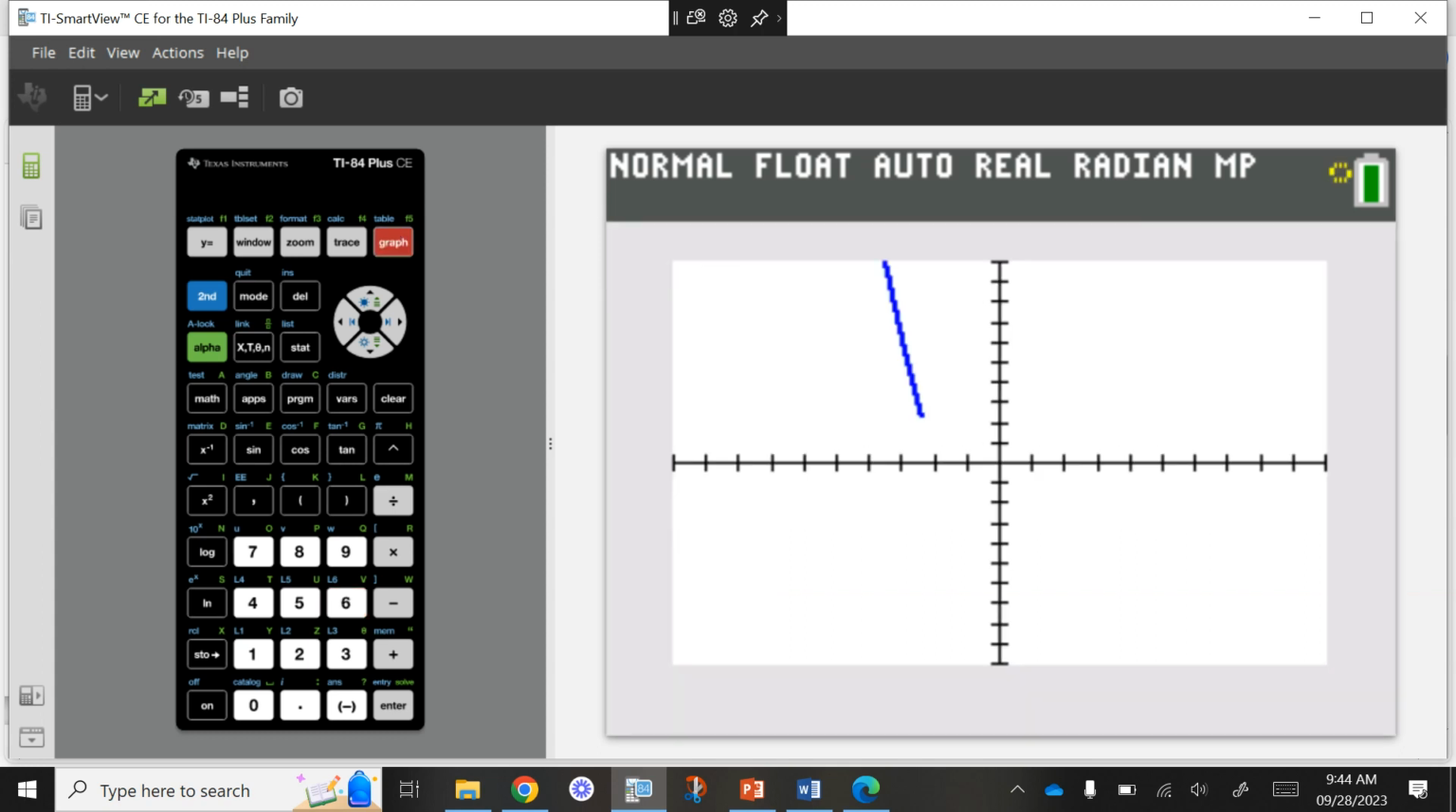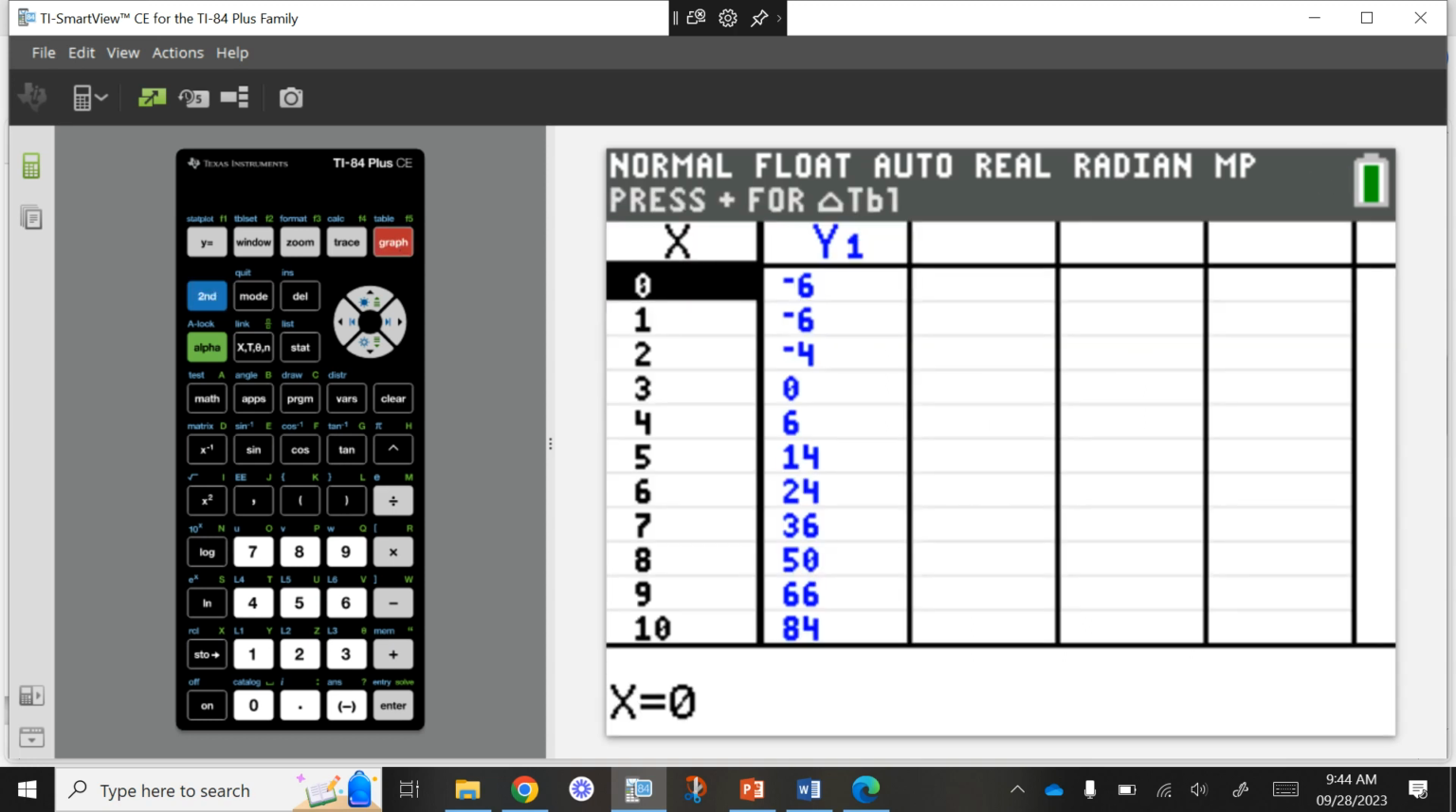So we push our graph button. There it is. What do the solutions look like they are? It looks like 3 and negative 2. How can I make sure? We can do the trace. We can also go to our table, which is going to be really helpful because I need to plot multiple points. So let's get a list of points. Let's do second graph, get our table.